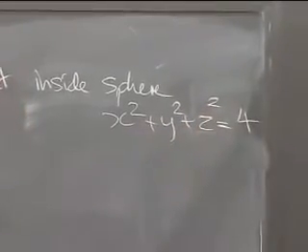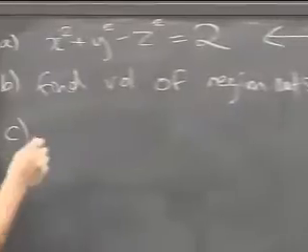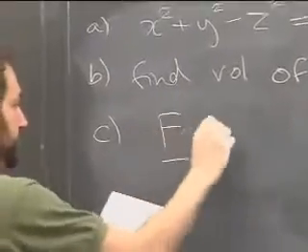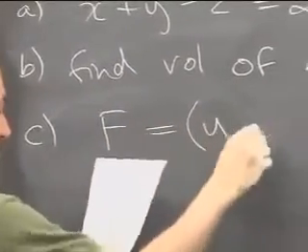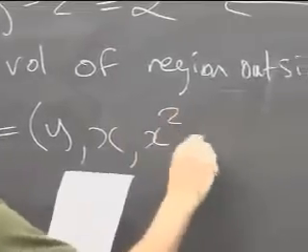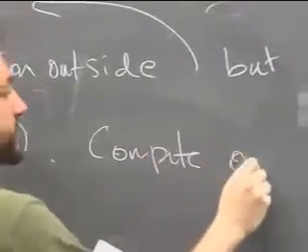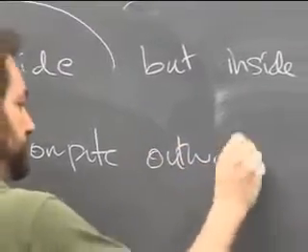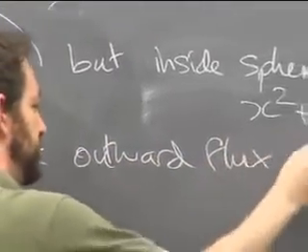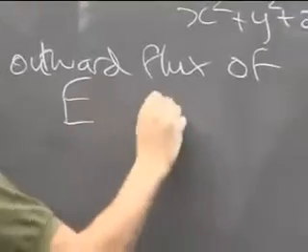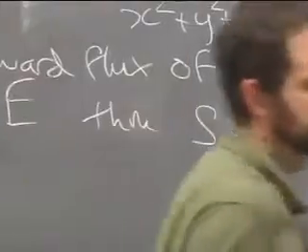And finally, part C is let F be the field y, x, x squared, z. Compute the outward flux of F through S. All right.